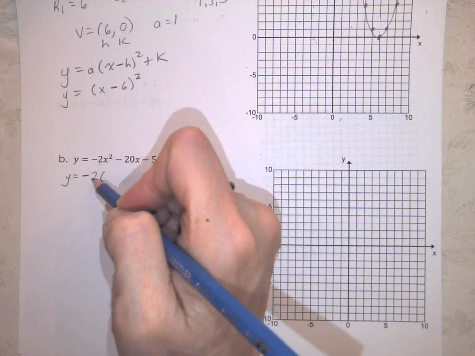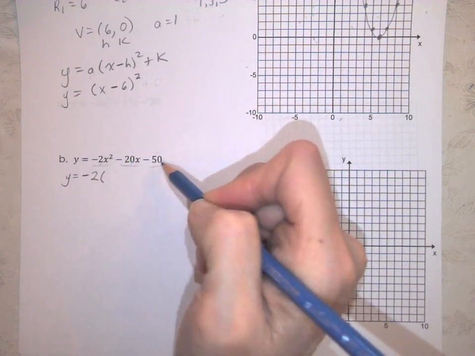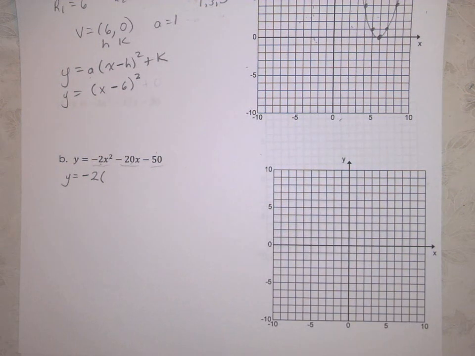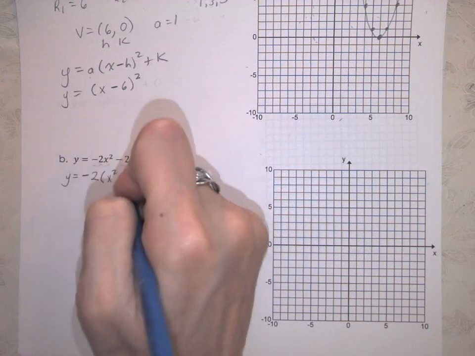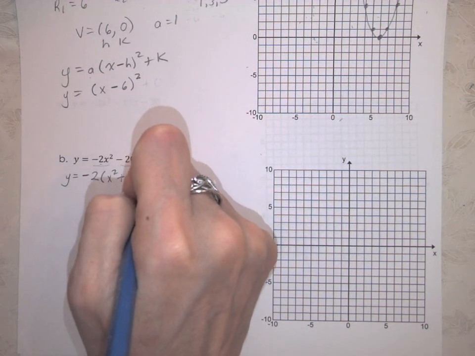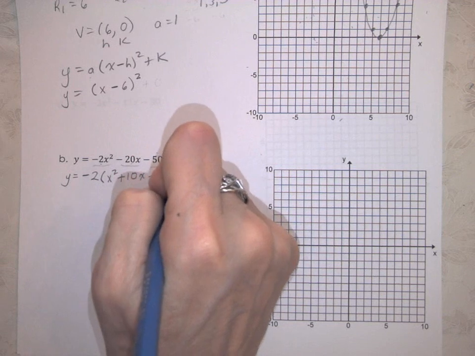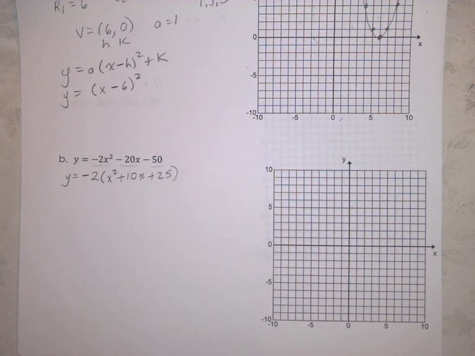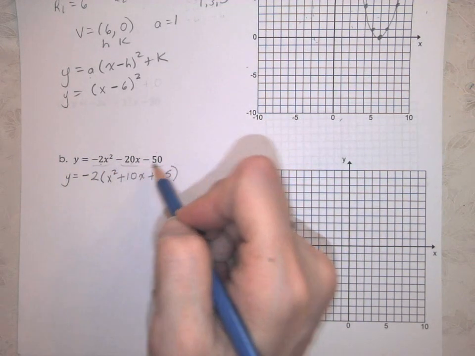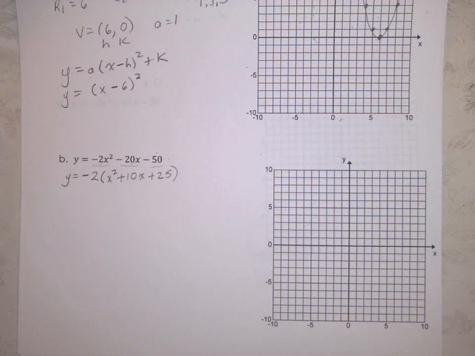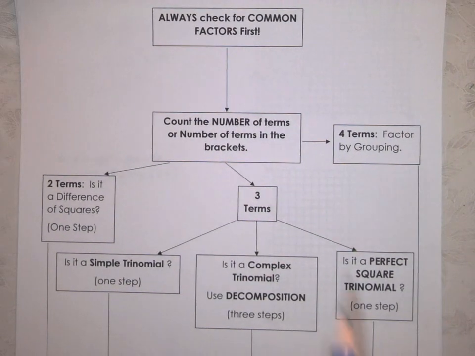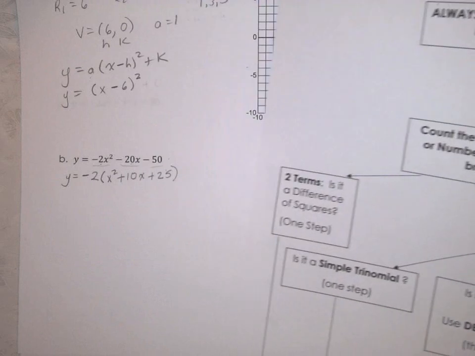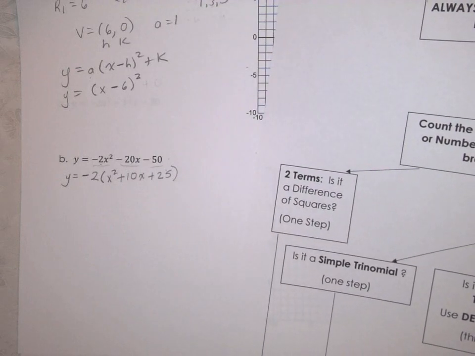So if we mentally divide each term, so if there's 3 terms, when you common factor there should be 3 terms in the bracket as well. Mentally divide each term by negative 2 and you'll get x squared plus 10x plus 25. And if you wanted to check, you could always expand to see if you got back what you started from. So now if we follow our flowchart, it says to count the number of terms inside the brackets, and there's 3 terms inside the brackets. So it's asking, is it a simple trinomial?